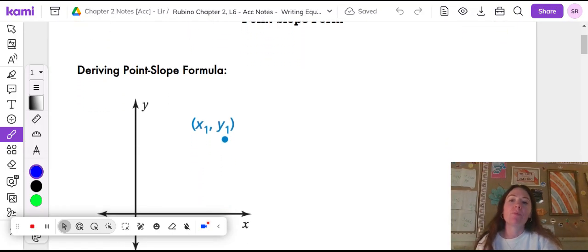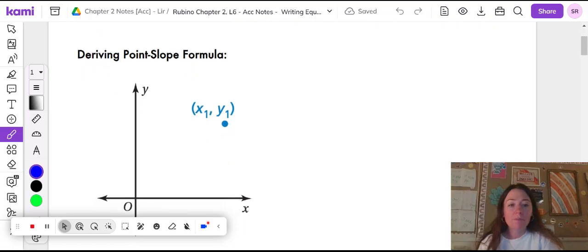Today we're talking about point slope form. So we've talked about a couple different ways that we can write a linear equation. We've talked about slope-intercept form, which is y equals mx plus b. We've talked about standard form, which is ax plus by equals c. And today we're talking about point slope form.